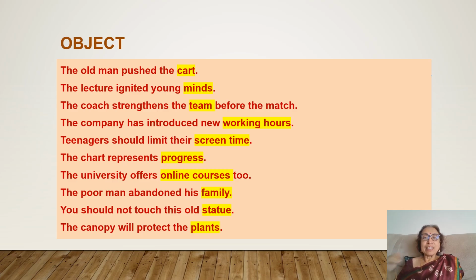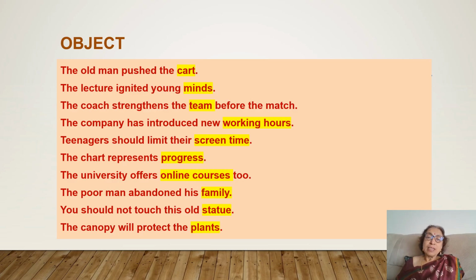Sunday again is a noun. In the evening, evening is a noun. At 5 o'clock, 5 o'clock is another noun. So you've added so many nouns, made the sentence long, but I'm not looking at those now. I'm only looking at objects which complete the meaning of these verbs. Without it, the meaning would be incomplete. Before the match is not necessary. The coach strengthens the team. End of sentence.